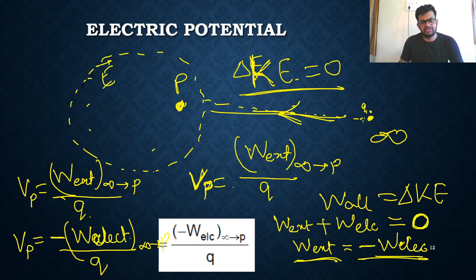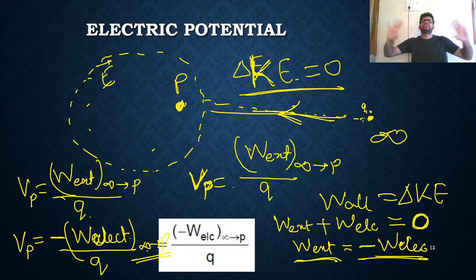So simply speaking, this is the same thing, but if you are taking work done by the electric force, the electric field, you need to use a negative sign. And when you are using work done by an external force, then you need to use a positive sign. So that's all. This is a simple definition of potential at a point. Work done by an external force in bringing a particle from infinity to a point in an electric field without changing its kinetic energy is called potential at that point.